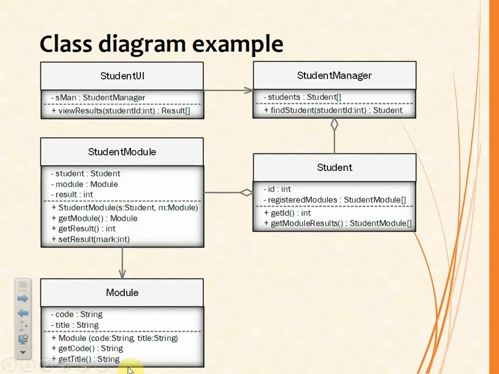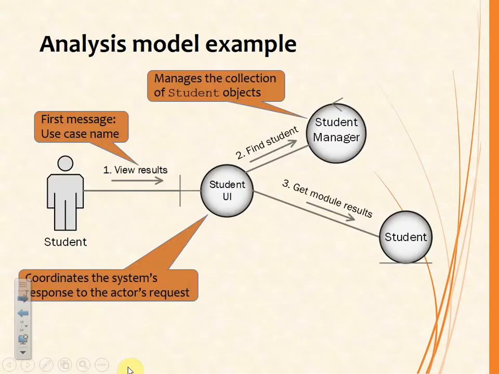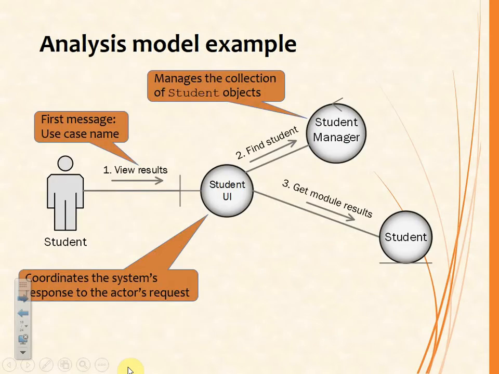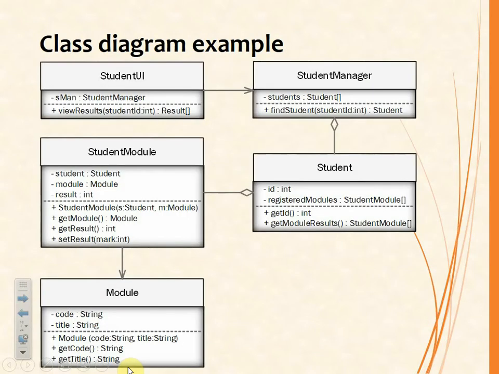Let's just go back to that analysis model for the moment. We need a student UI class, a student manager class, and a student class. And we can see all of those in this class diagram: student UI, student manager, and student. If we go back again, we can see that there is a message to the student UI class called view results. In the class diagram, that becomes a method in the student UI class.